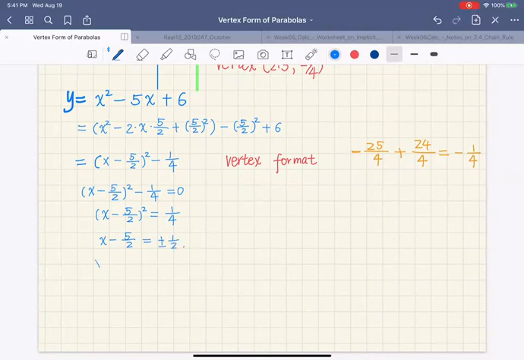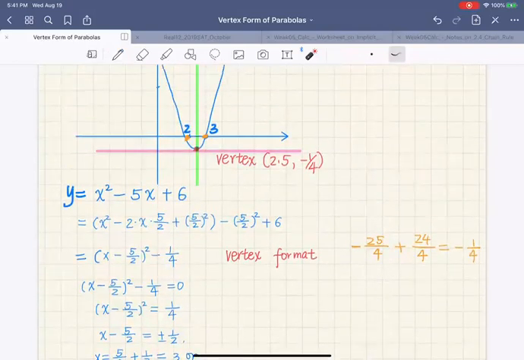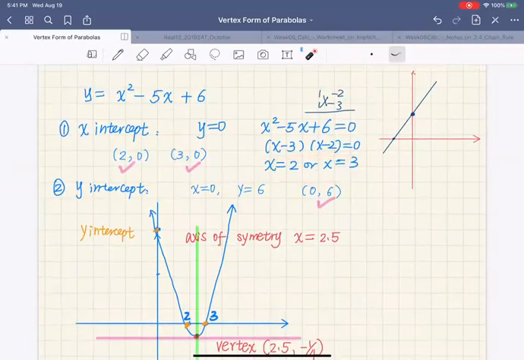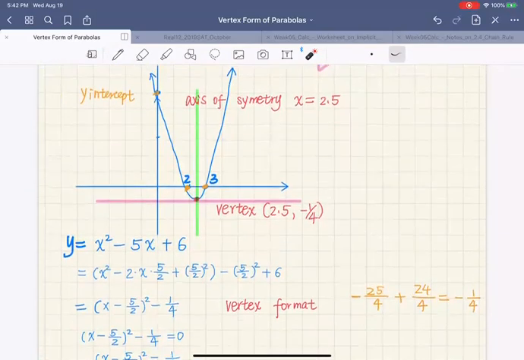So this means x equals 5/2 plus 1/2. This equals to what? 3. Or x equals 5/2 minus 1/2 equals to what? 2. Yes, that's a true answer. This method should give your same answer as your factoring. Different ways should go to the same destination.